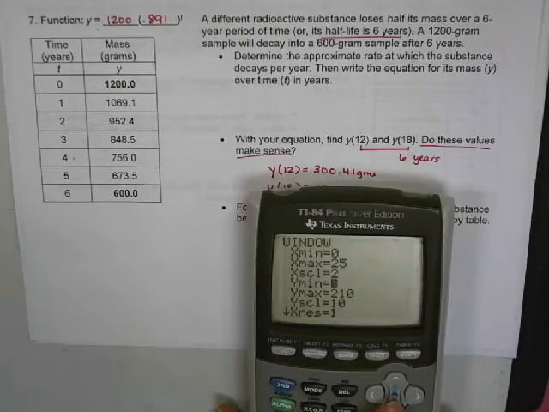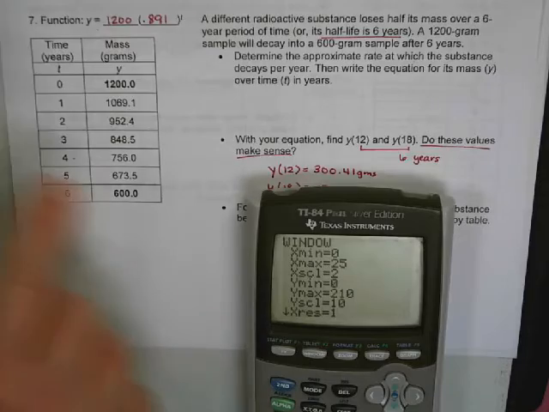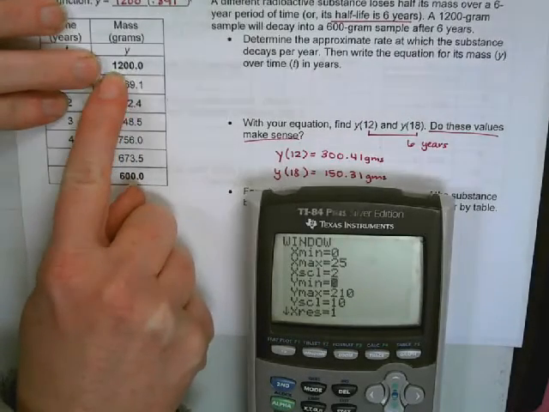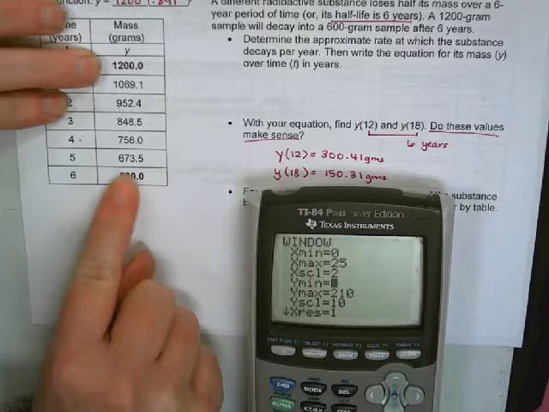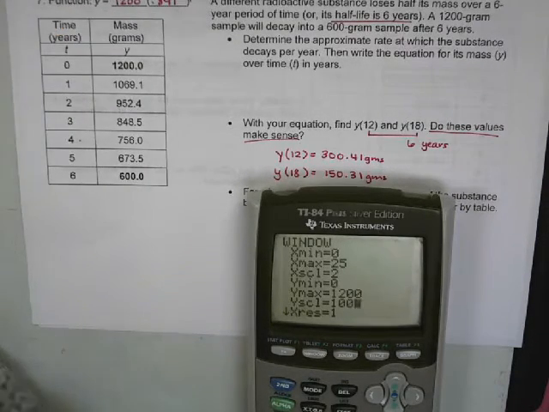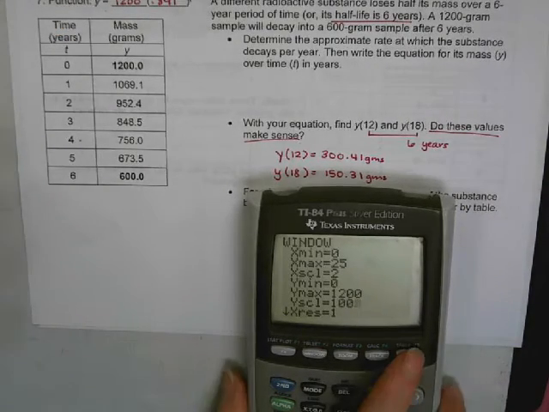Then on my y values, can you have negative mass? No. So there's no reason to go to the negative numbers. That's why I put my y minimum at 0. But my y max, this is decay. The highest number in my y column is 1200, and then it goes down from there. So I'm going to change my y max to 1200. And I'm going to count by 100, because that's a really big number. So now when I hit graph, it should at least show up in the window.